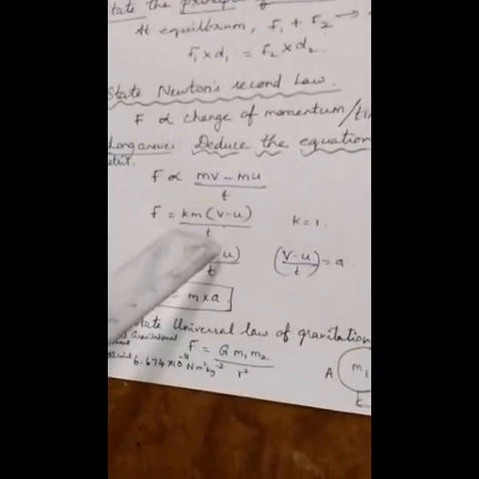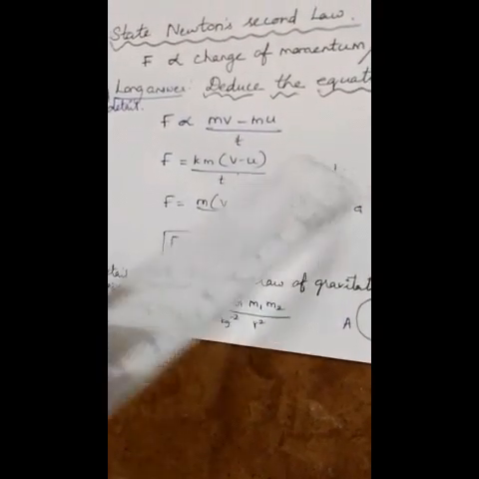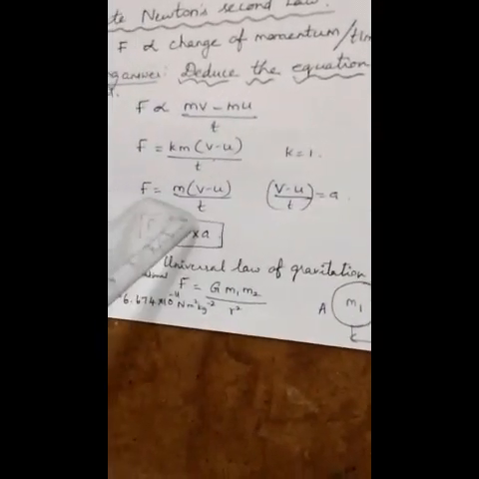They are asking one detailed answer. Deduce the equation of a force using Newton's second law. So force is directly proportional to rate of change of linear momentum. So mass into final velocity minus initial velocity, so mv minus mu divided by t. They are directly proportional. We are introducing one constant term k. So F is equal to k into m into (v minus u) by t. For all the systems of units, we are considering k is equal to 1. So now we are getting F equal to m into (v minus u) by t.